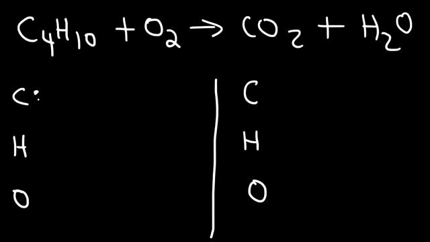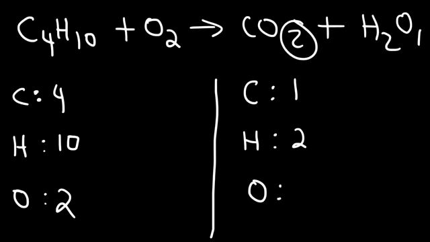So on the left side, we can clearly see that there are 4 carbon atoms, 10 hydrogen atoms, and 2 oxygen atoms. On the right side, we have 1 carbon atom, 2 hydrogen atoms, and then 2 plus 1, don't forget about the invisible 1, so we have 3 oxygen atoms. Now, we're going to follow the same procedure.